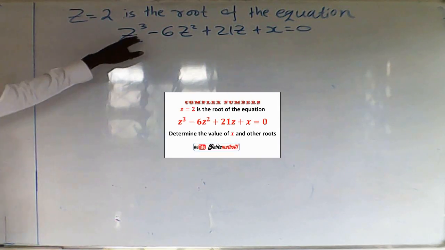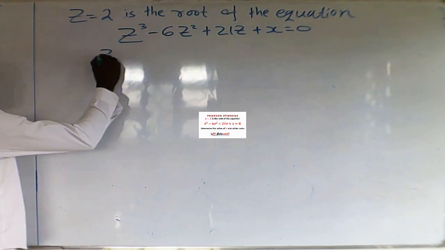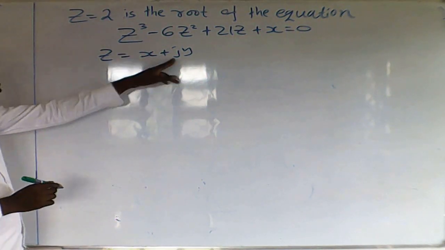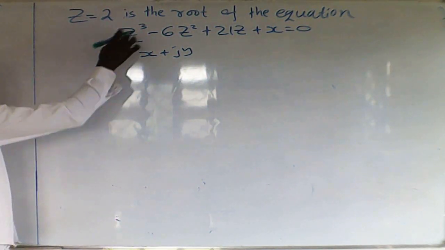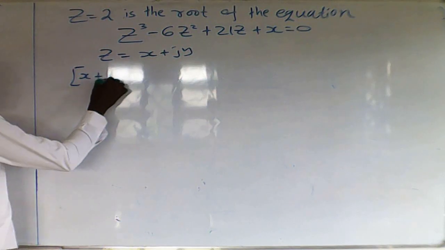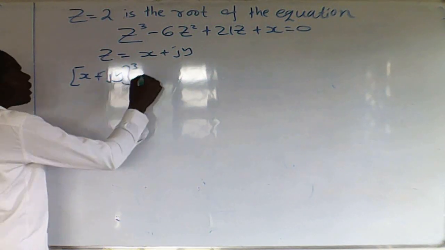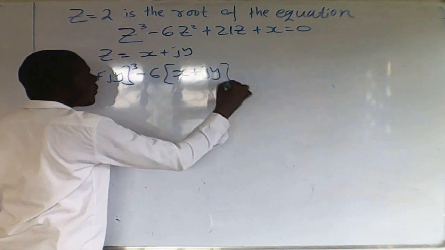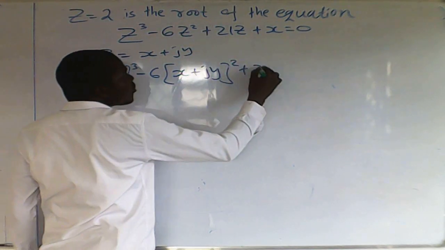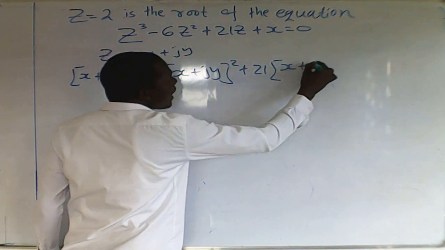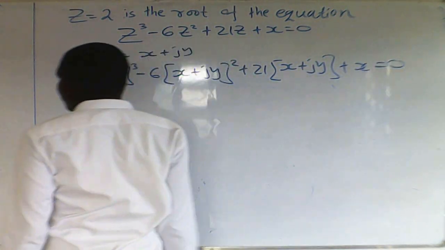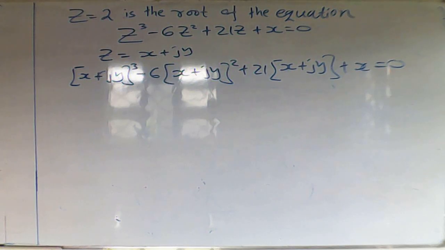Another rule. So the first thing you do is substitute the value of z. Remember, z is a complex number x plus jy. So where there is z, you put x plus jy. So z cubed means we have x plus jy cubed. Then minus 6, z squared means we have x plus jy squared. Then plus 21, z is x plus jy. Then plus x is equals to 0. That is the first step. You substitute the value of z.